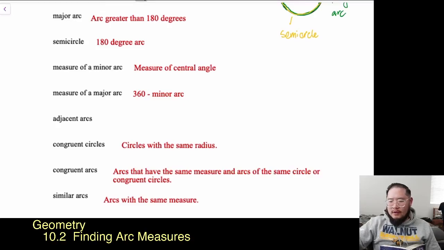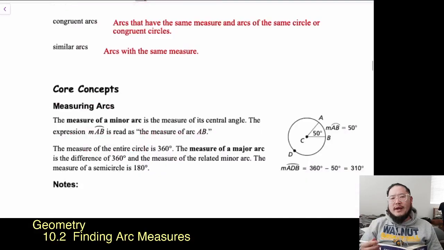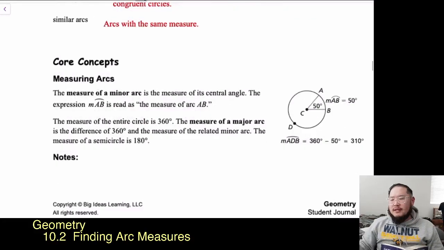So let's take a look at some of these core concepts right here. It's more reiterating what we've already mentioned. So the first one, the measure of the minor arc is the measure of its central angle. Okay, so we had talked about that already in the vocabulary terms.